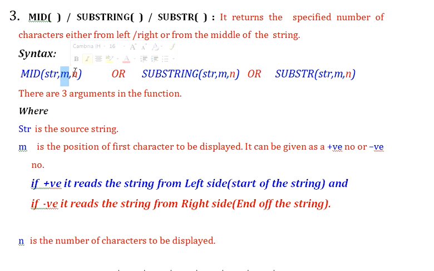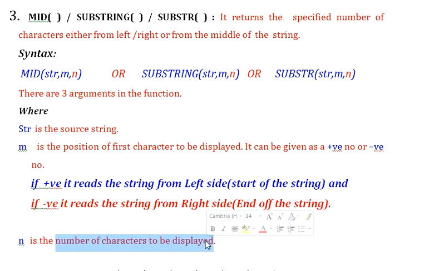Then comes the third argument. The third argument specifies the number of characters you want to extract or display. This will always be positive. It specifies how many characters you want to fetch from the given position. These are the three basic parameters or arguments we pass to the function. Among the three, the last argument is optional. If you want, you can give it, or else you can simply skip it.